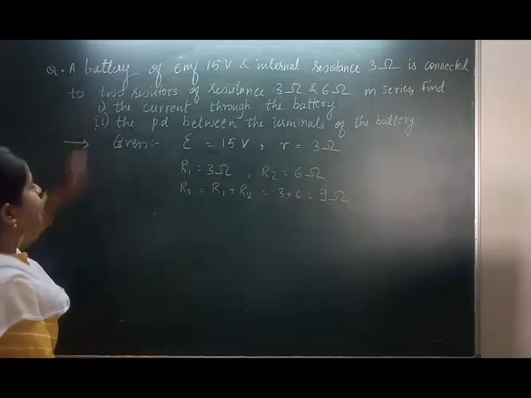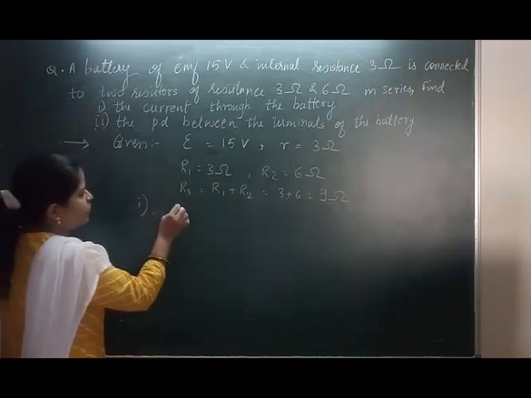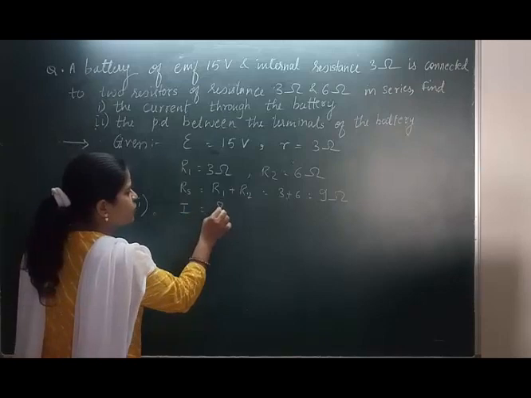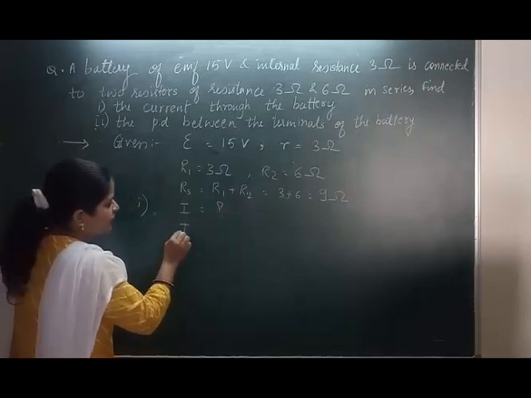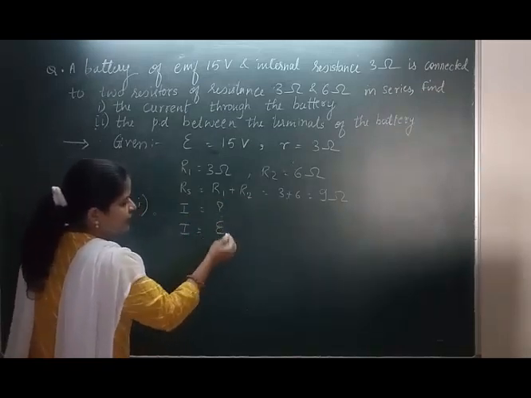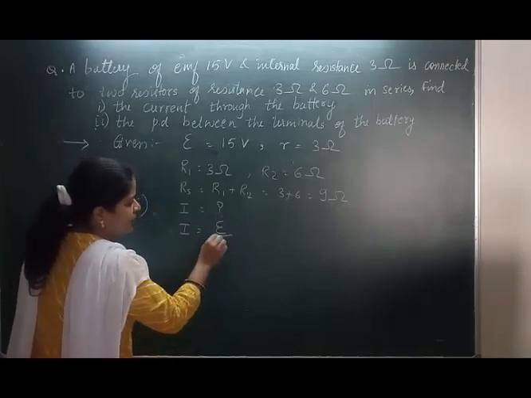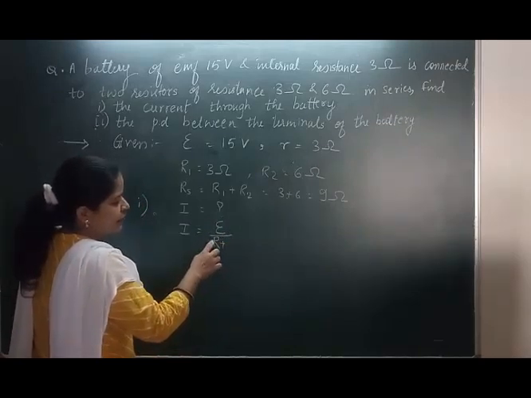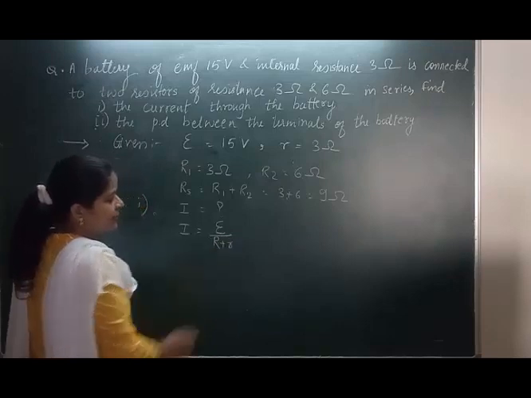Next, we need to find out the current. So put the question mark. What is the formula of current? Current is equal to EMF upon the effective resistance, that is the resistance plus the internal resistance.